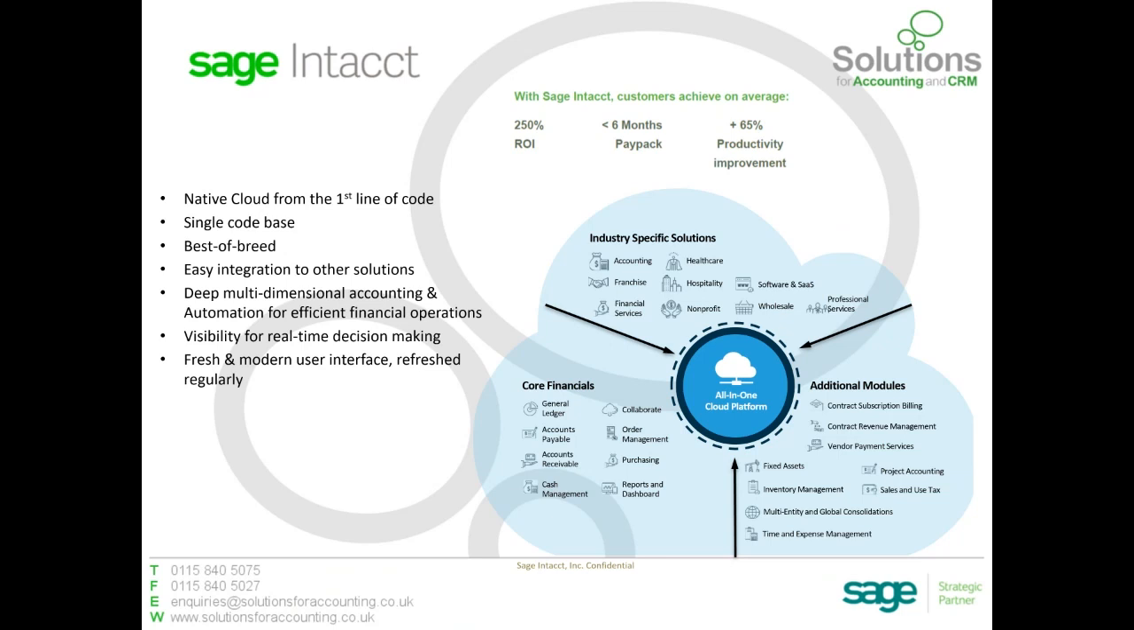The system is built around a very modular approach. So if you look at the image on the screen, you have got a core financials platform which sits at the centre of everything that's being done. And as you expect, that covers off all your basic accounting functions. You've got a general ledger, accounts payable, accounts receivable, or sales ledger, purchase ledger.